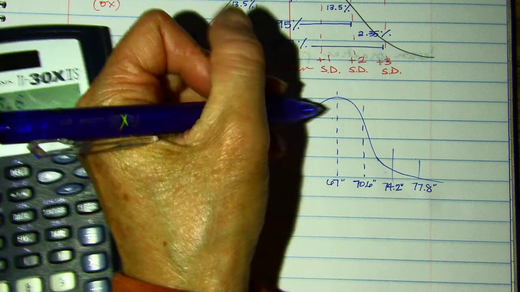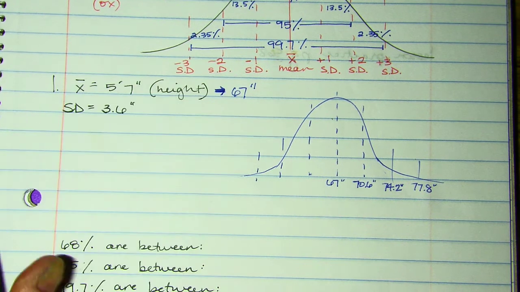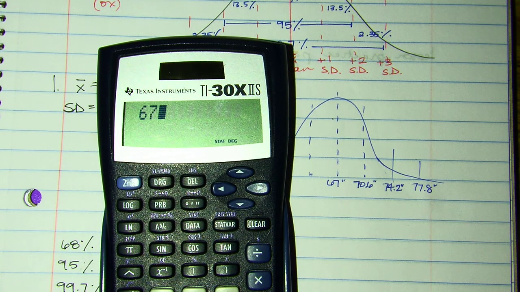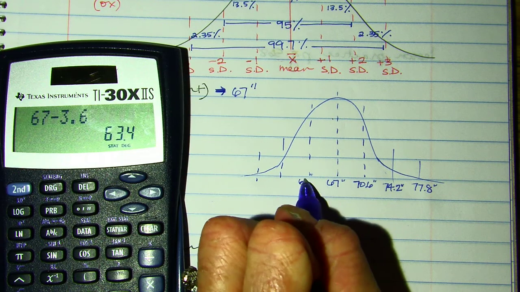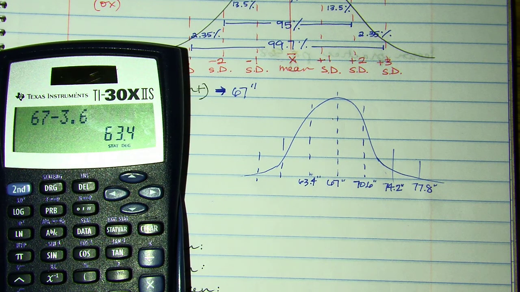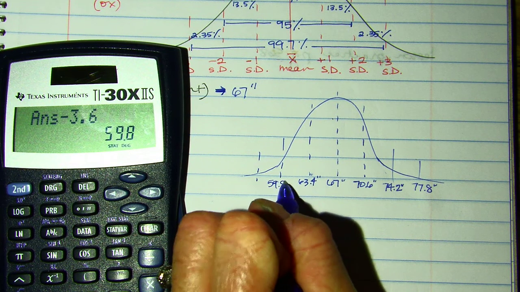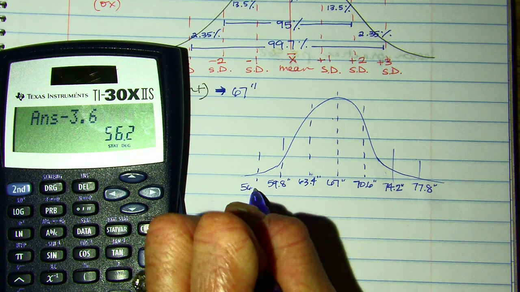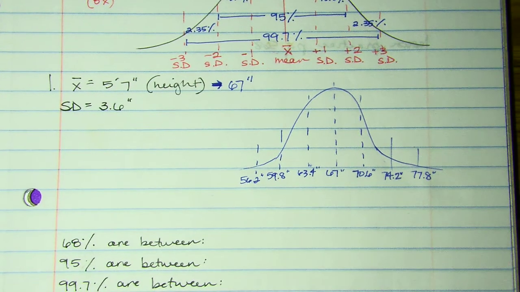Okay, now going to the left, we're going to do the exact opposite. We're going to subtract. So go back and enter your mean, 67, and then subtract a standard deviation. So this is 63.4 inches. Subtract another 3.6. This is 59.8 inches. This is 56.2 inches.